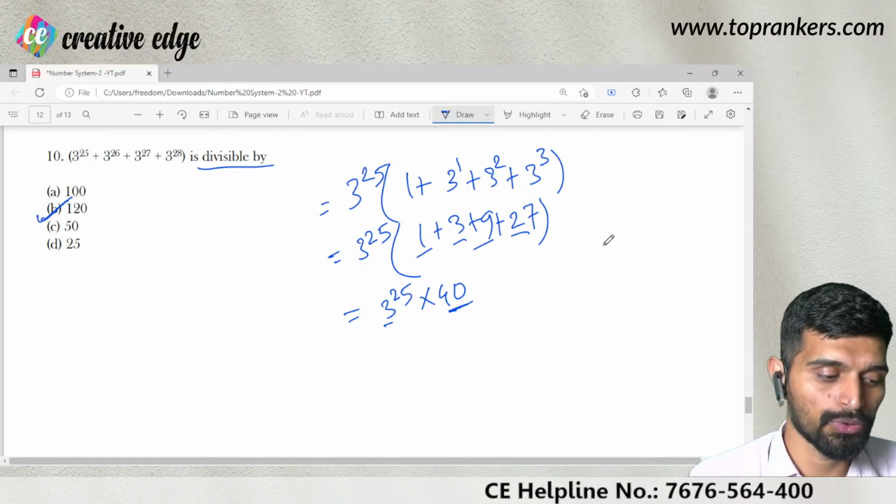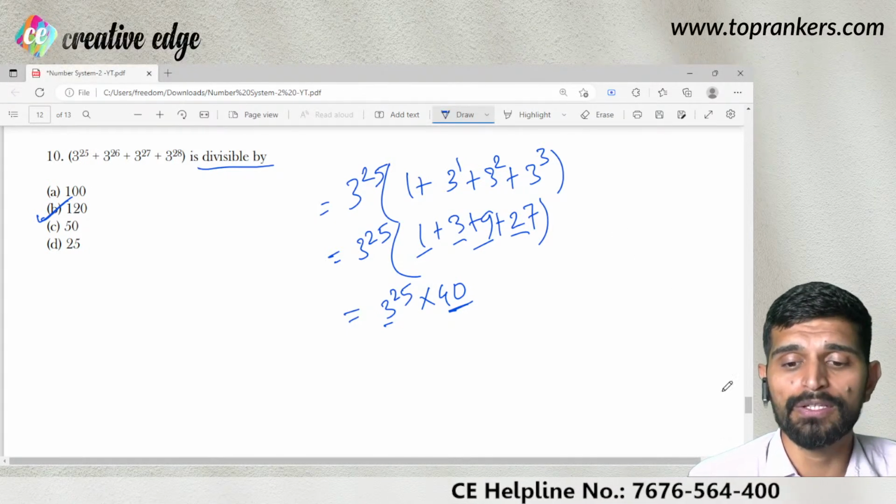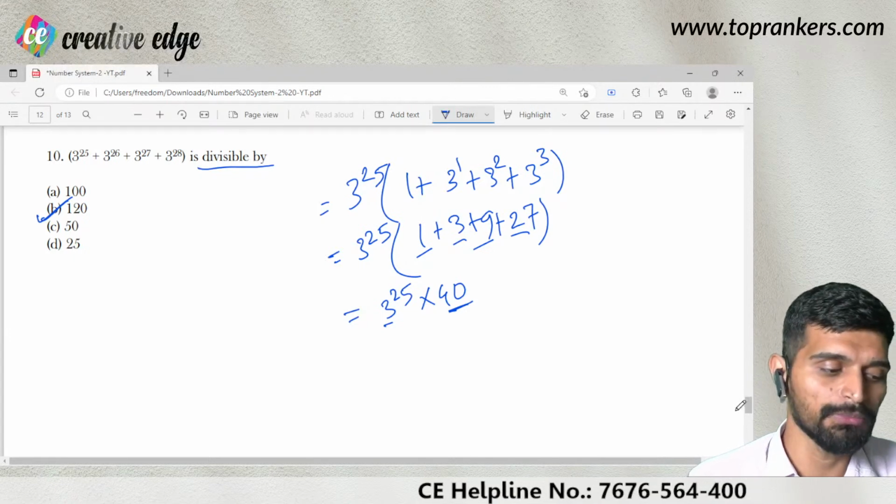And this almost covers all the possible varieties of the number systems.